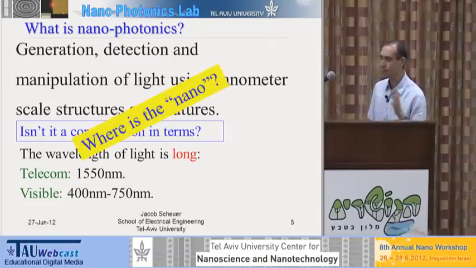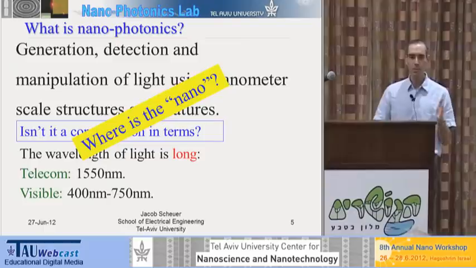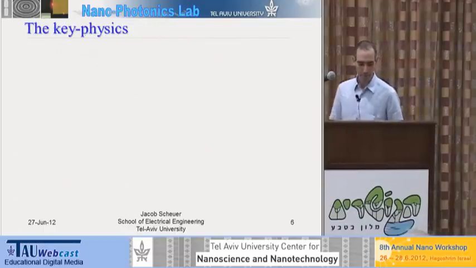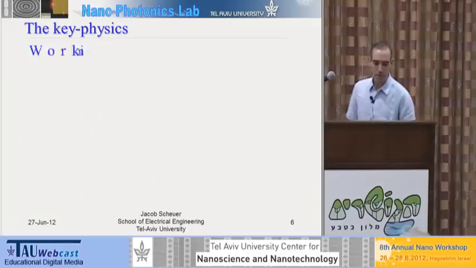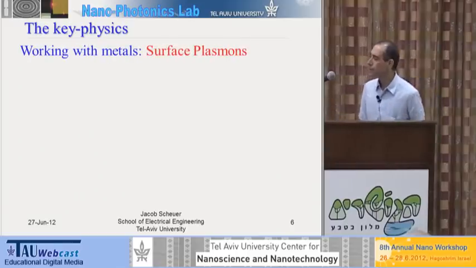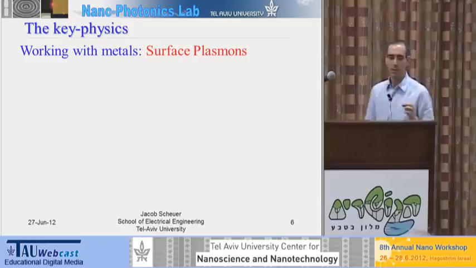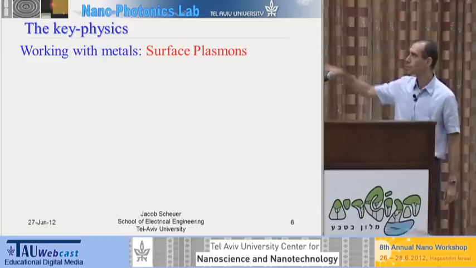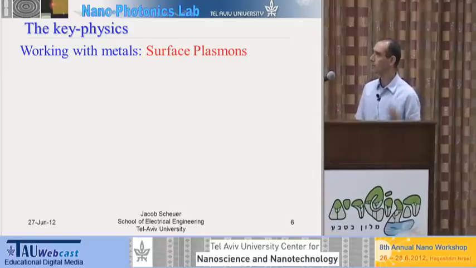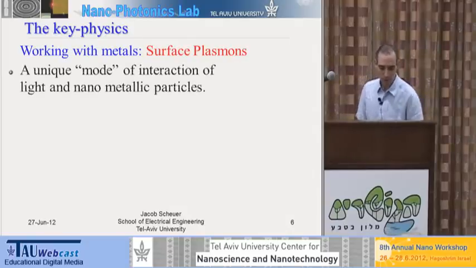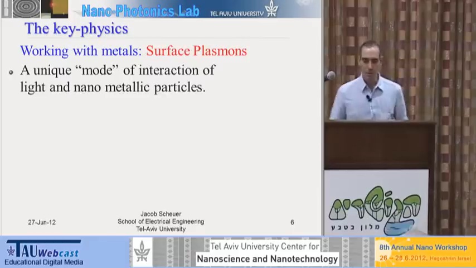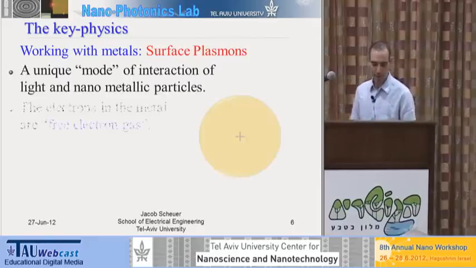It seems that there's nothing to do in nano and optics. But this is not exactly the case. And the key physics here is working with metals. And metals have an interesting feature. It allows for the evolution of an interesting phenomenon, which is known as surface plasmon polaritons, or as people try to shorten it, surface plasmons or plasmons. So this is a unique mode of interaction between particles and light.